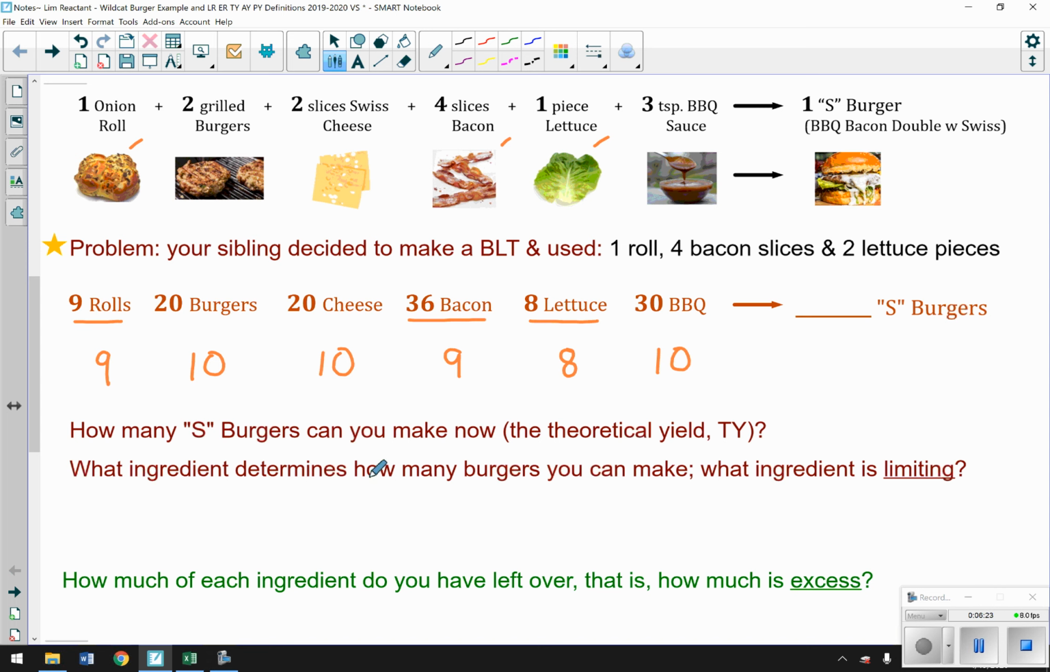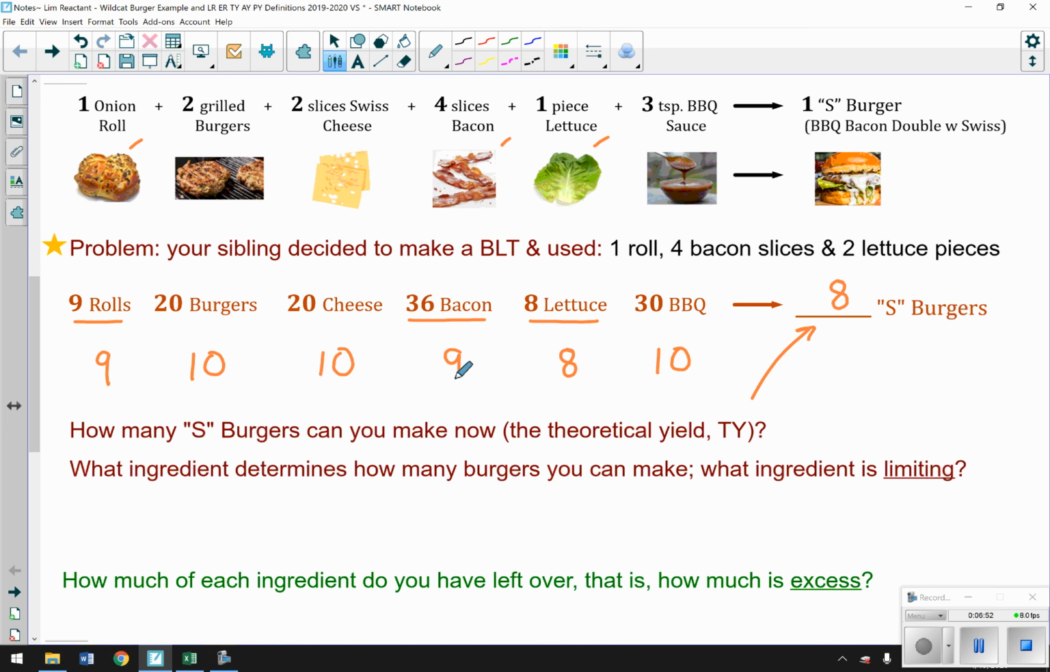Well, what you've got to look at is which number is going to allow you to make the least S burgers, and that would be the lettuce. And so based on these amounts that your pesky brother left you, you can only make 8 S burgers. And so in this case, the theoretical yield would be 8 S burgers. And the ingredient that determined that was the lettuce.